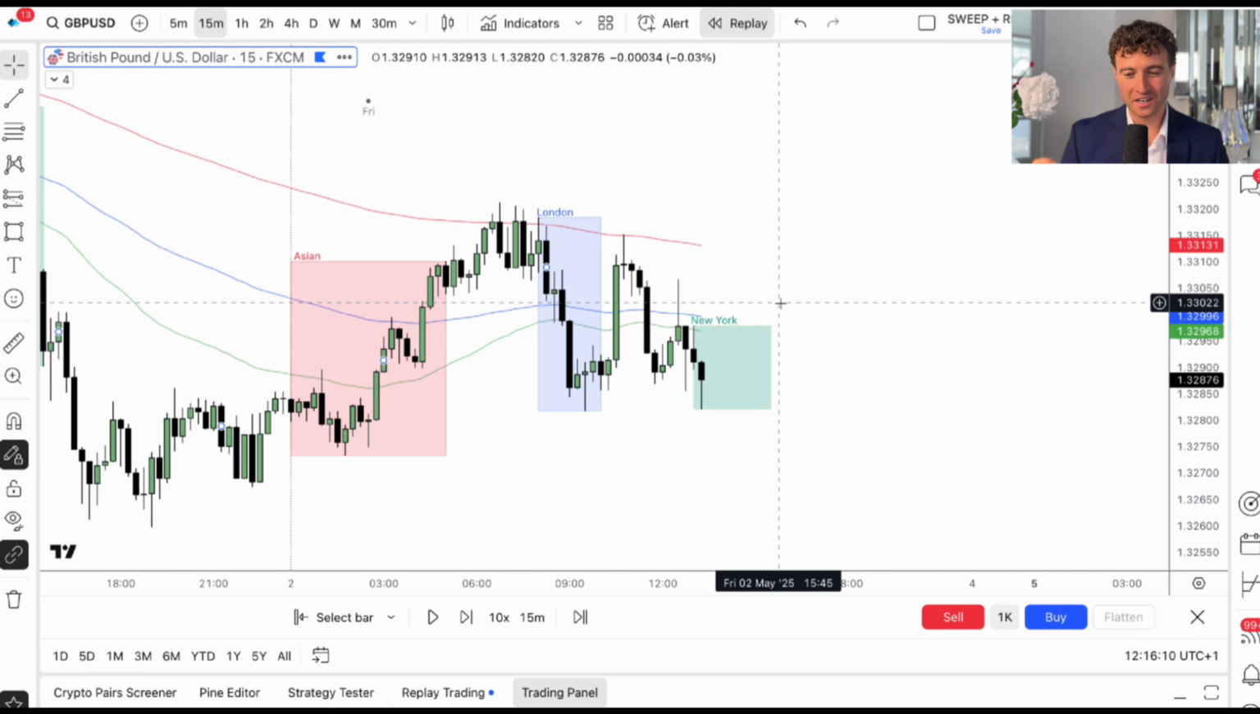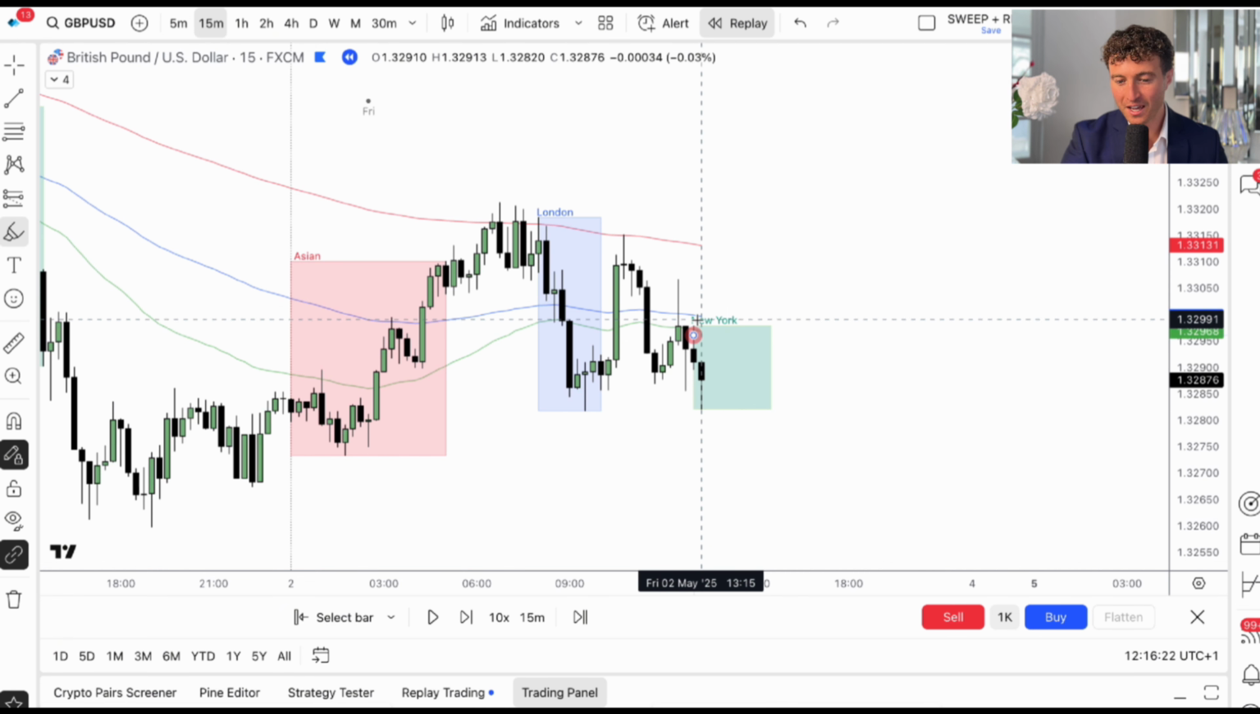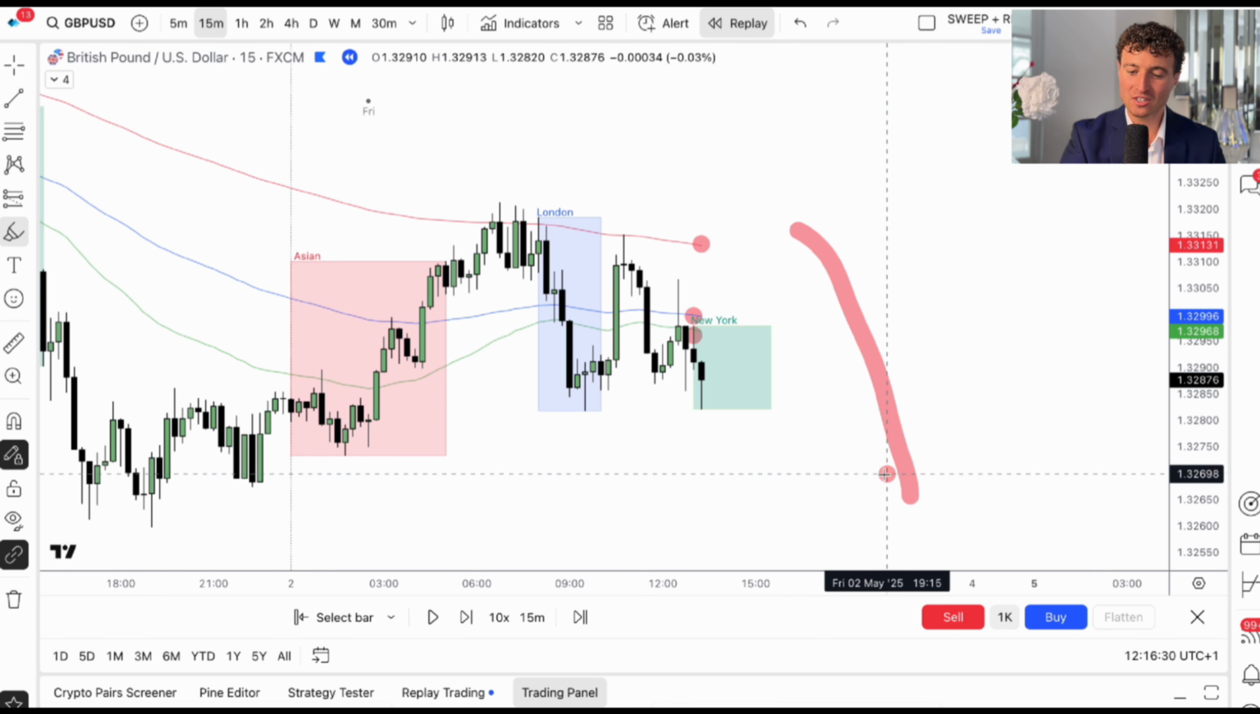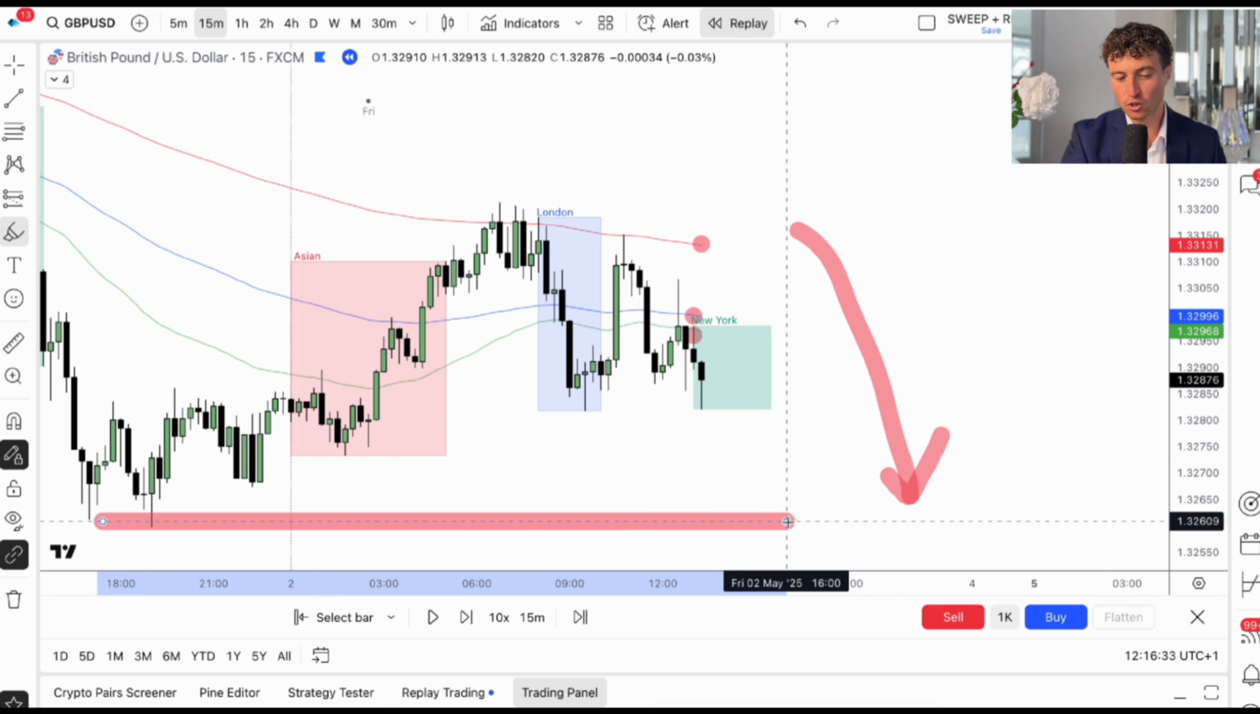Okay, so step one is daily directional bias. What is the draw on liquidity? You can see right here the 50 EMA is less than the 100, which is less than the 200. So this indicates that we are sell bias on this market. The draw on liquidity is to the downside.